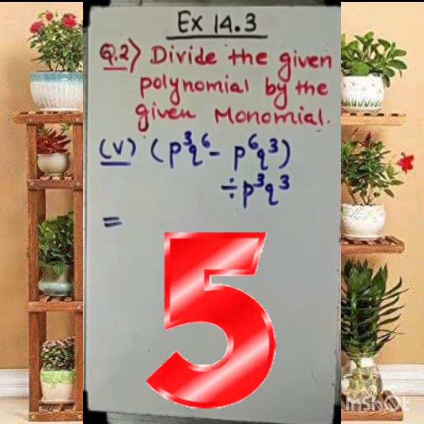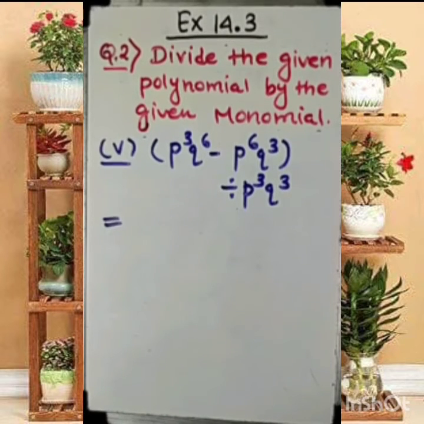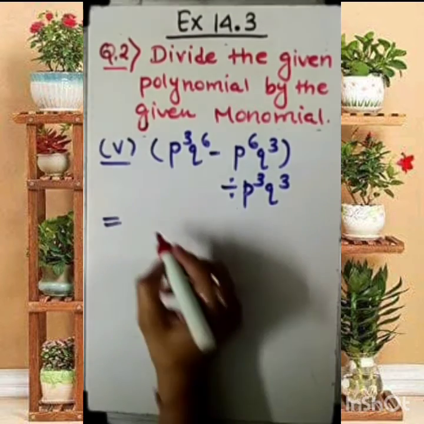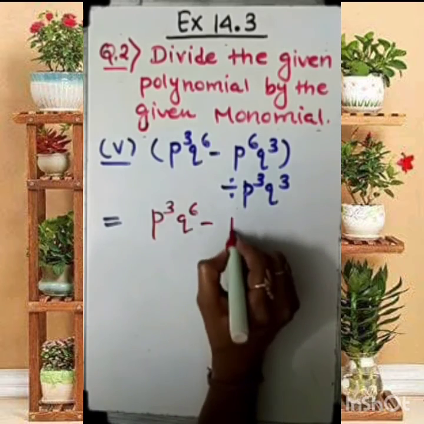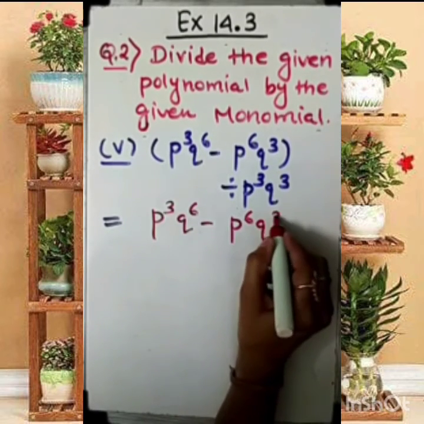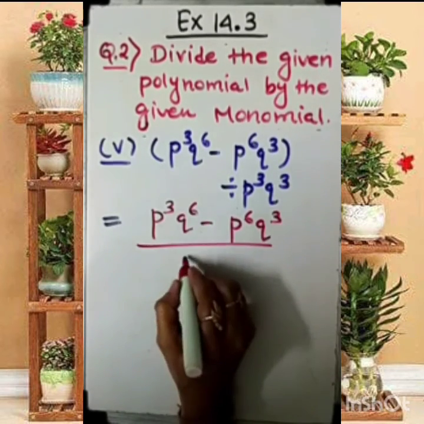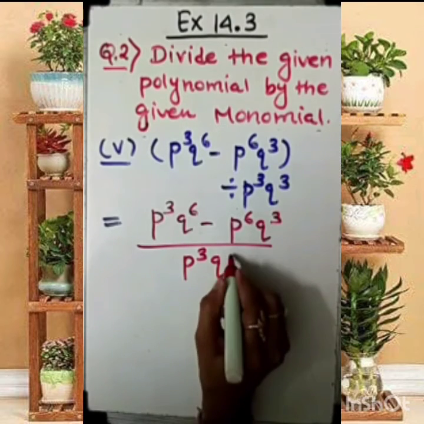Here we are given p to the power 3 q to the power 6 minus p to the power 6 q to the power 3, divided by p cube q cube. Right? So let me note down first what we are given in the numerator. I am mentioning it as it is, and in the denominator p cube q cube.